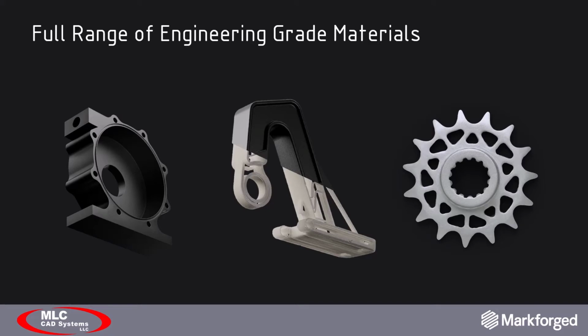Markforged part functionality starts with engineering grade materials. We have the ability to print plastics, continuous fiber composites, and metal. This means that Acme, as the user, has access to about every material that they could ever need to solve all of their engineering problems.